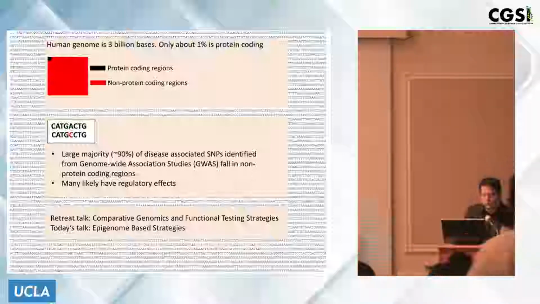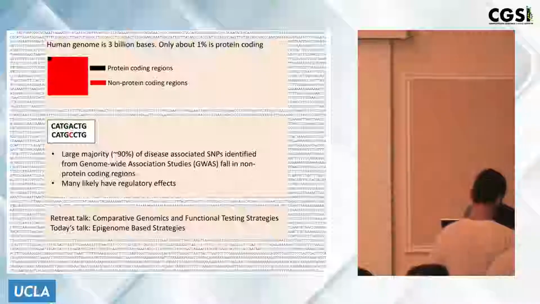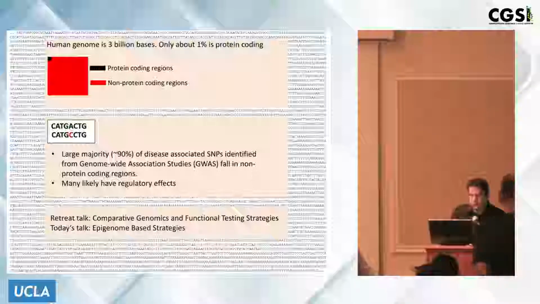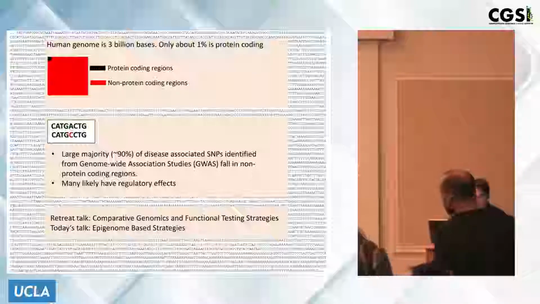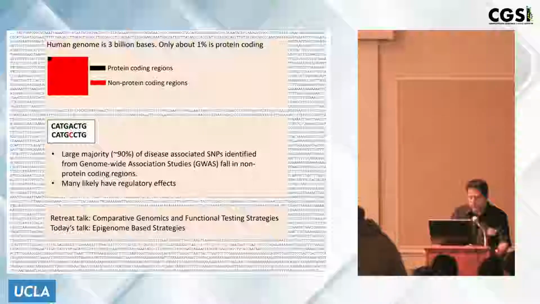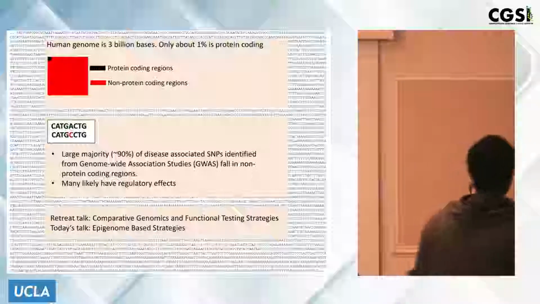One major motivator is these disease mapping studies, which have, in an unbiased way, found that the large majority of disease-associated variation for common diseases are falling into these regions. And many are likely having regulatory effects.